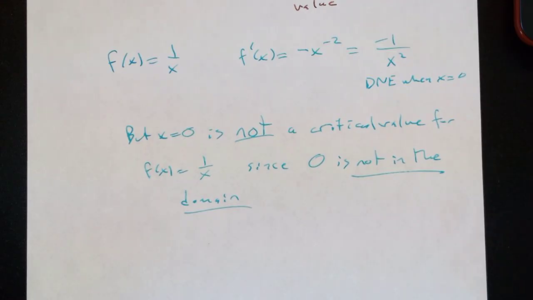So I like finding critical numbers, but I need to remember a critical number must be part of the domain of the function. So f has to exist there. It can be a place where f prime doesn't exist, but f has to exist there. And that means that when I go to plug into the chart, there will be an f at x value.